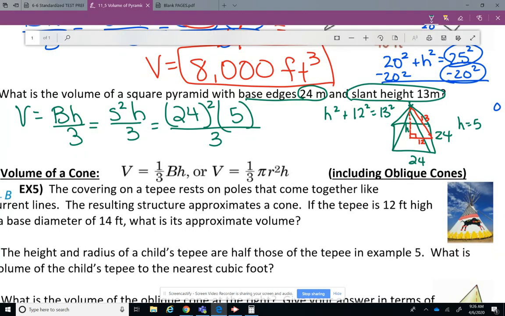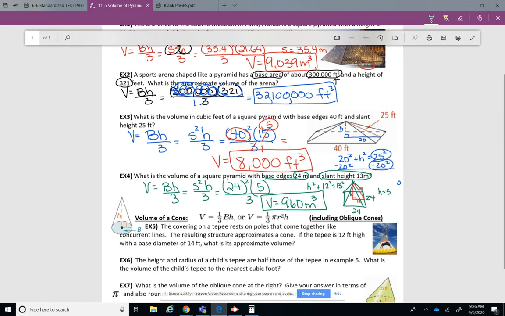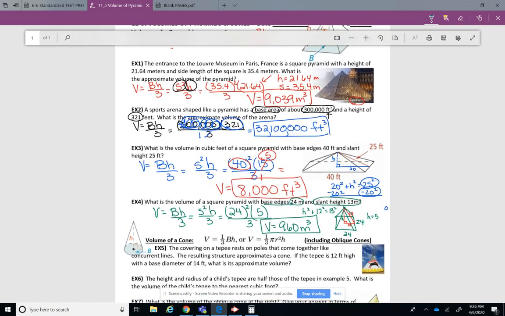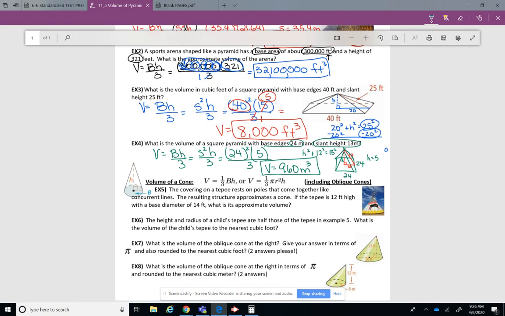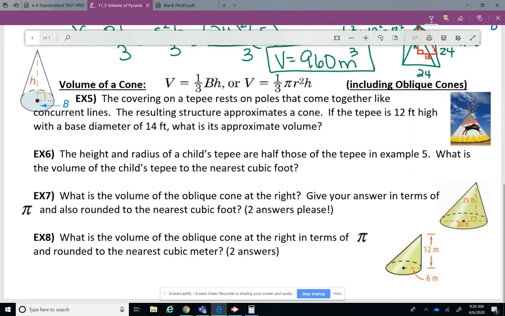960. So the volume is 960, and then it's in meters, right? So cubic meters. All right, so the first two problems were finding the volume of square pyramids when they told you what the height was. For the other two, you had to go find the height by making it into a right triangle and using the Pythagorean theorem. All right, so let's move on to a cone. That's the second part of our lesson today.